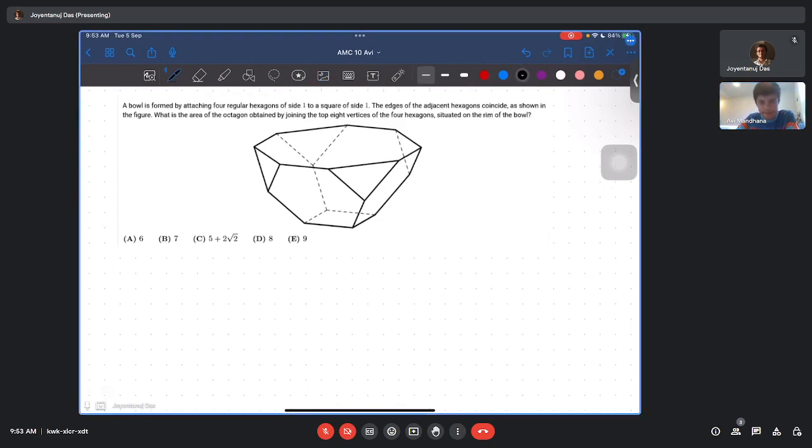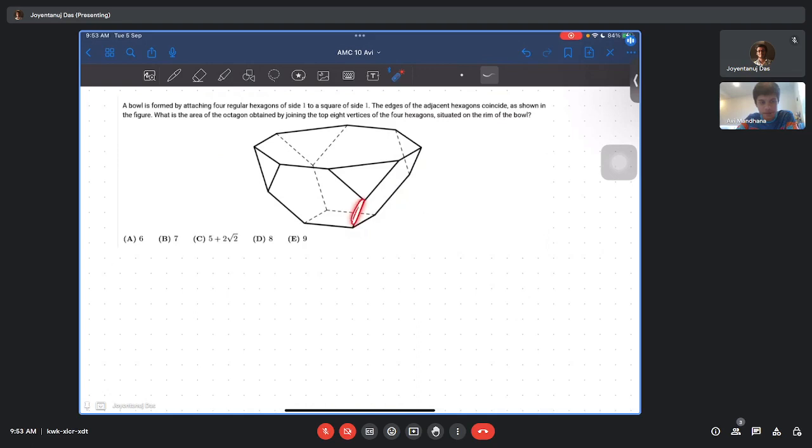Okay, let us understand what they're doing. So a bowl is formed by attaching four regular hexagons of side 1 to a square of side 1. Right. Okay, so this is our square, right? That's the base. So this is the hexagon, right? The edges of the adjacent hexagons coincide as shown in the figure.